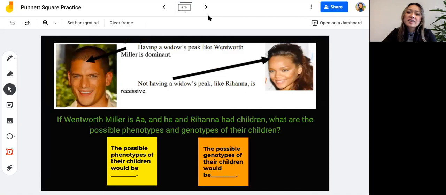Slide 5, this is saying having a widow's peak like Wentworth Miller is dominant. Not having a widow's peak like Rihanna is recessive. If Wentworth is capital A lowercase a and he and Rihanna had children, what are the possible phenotypes and genotypes of their children? And feel free to show your work if you need to on this Jamboard. All right, so hopefully that was helpful. Let me know if you have any questions.